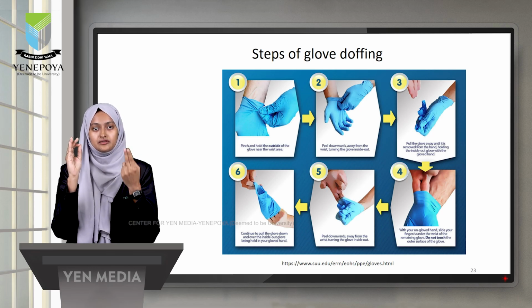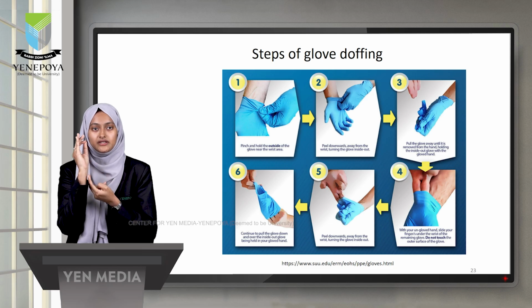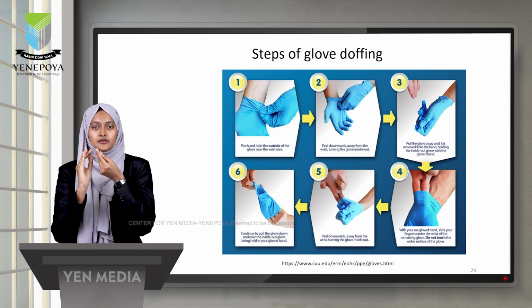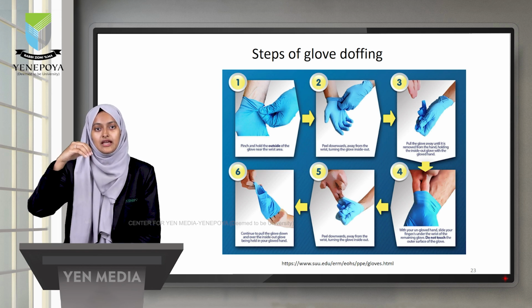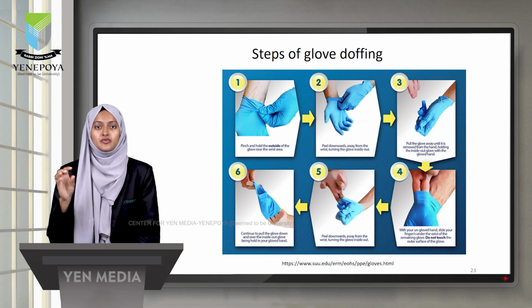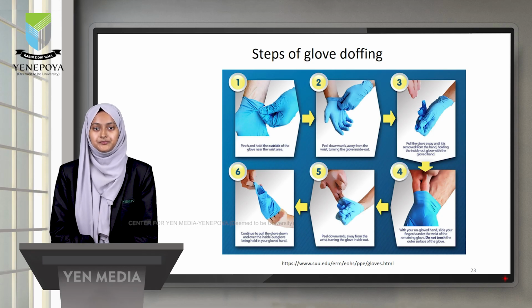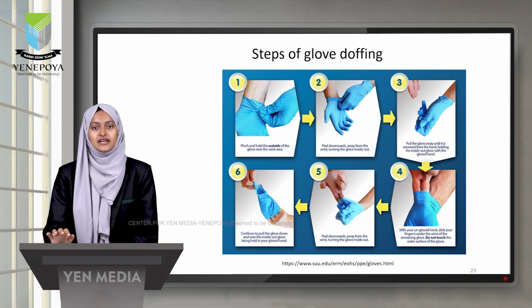Now with the bare hand, you slide two fingers into the second glove, such that you do not touch the outside of the glove, only the inside of the glove, and pull it off. This way you have both the gloves in a single hand, and then you discard them into the appropriate color coded bin, and then hand hygiene has to be performed.